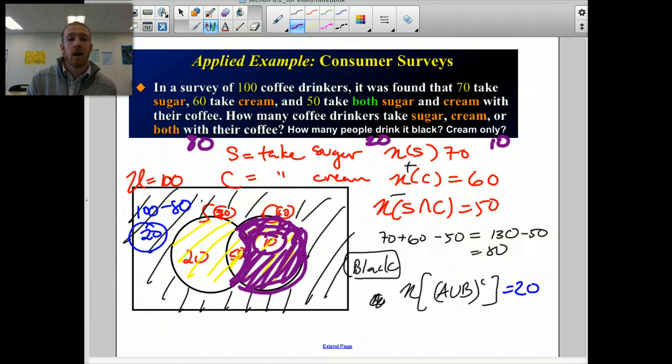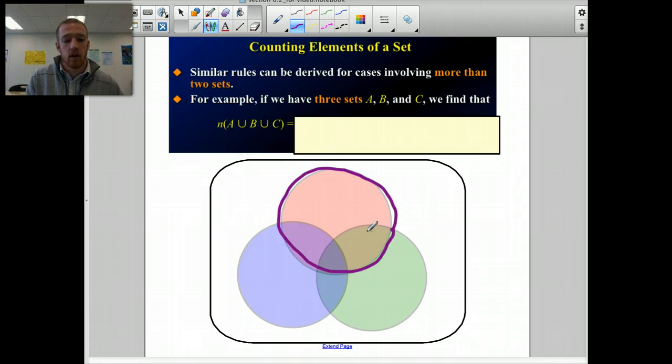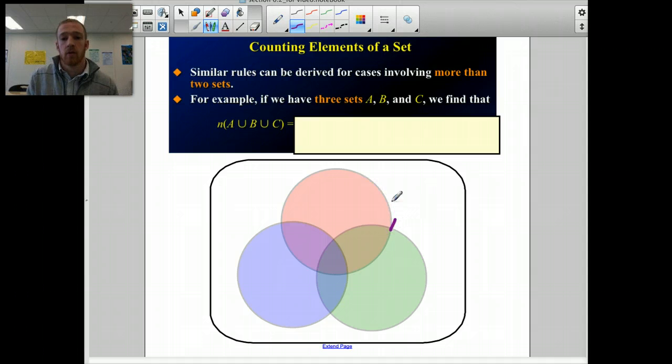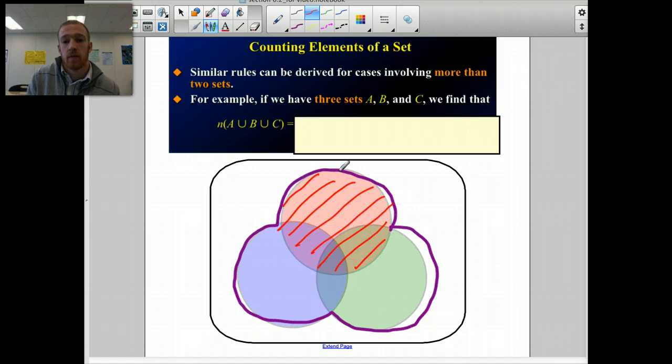on the test. Now, what if we have 3 sets, and we want to find the union of everything? So we want to know the number of everything in A plus everything in B plus everything in C. So really we want to know everything that's in one, the other, or all 3. So let's build that formula first with our Venn diagram. A is everything that's shaded red. Okay, let's say it's A. B is everything that's shaded blue.